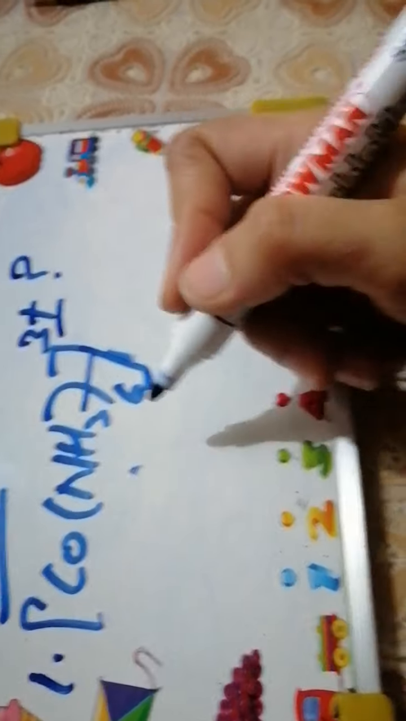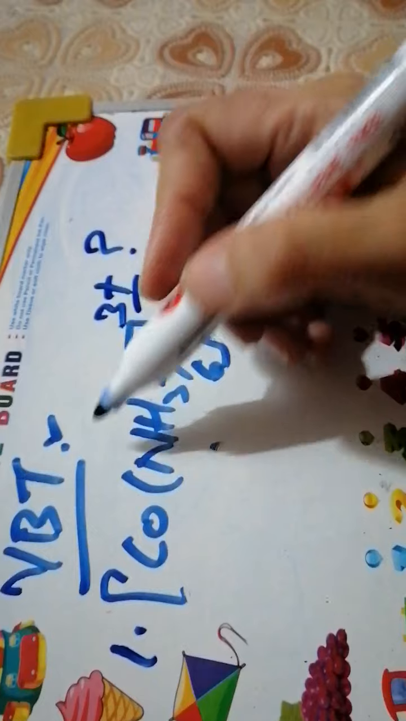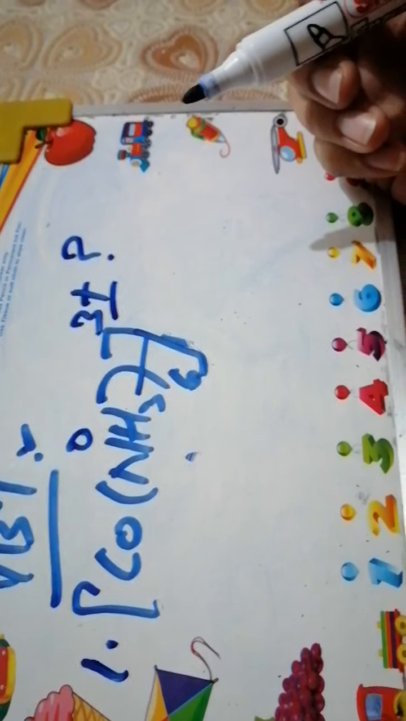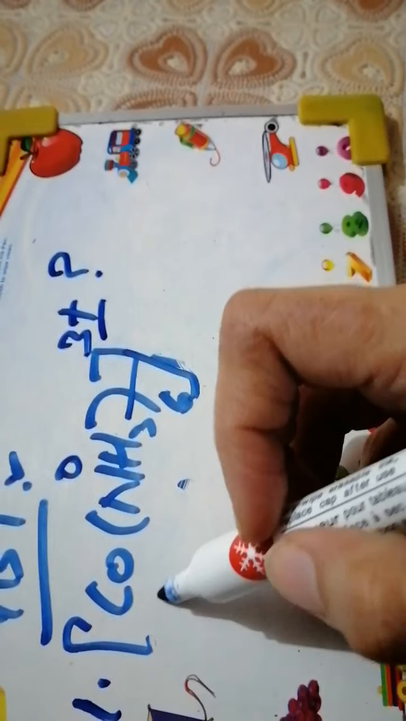Okay, in this example, you need to consider the oxidation state. Ammonia is a neutral ligand, right? So in terms of charge, it's a neutral ligand, so it is having 0 charge, right? So overall charge on the complex is because of this metal, right? So this plus 3 charge is all because of the metal, right?